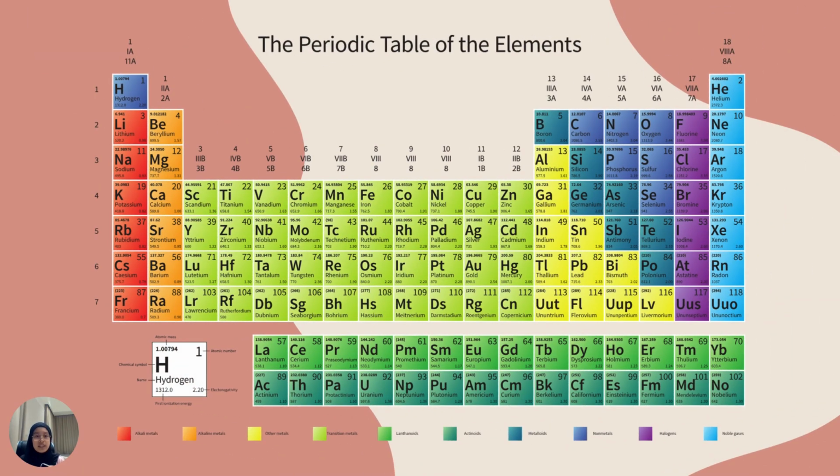So this is the periodic table that we are talking about. Basically the vertical ones are what we call groups, and we have 18 groups in total.